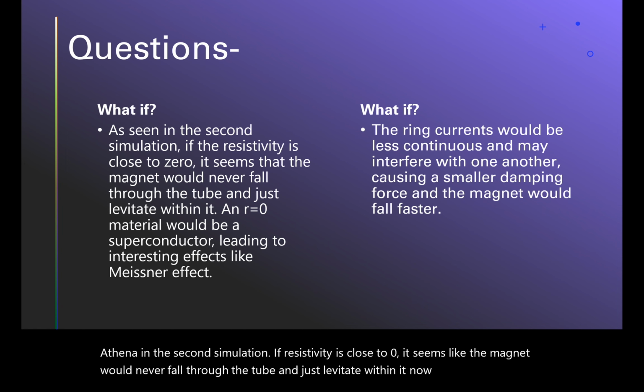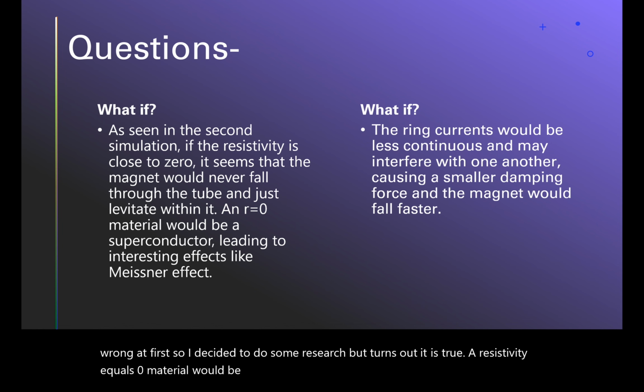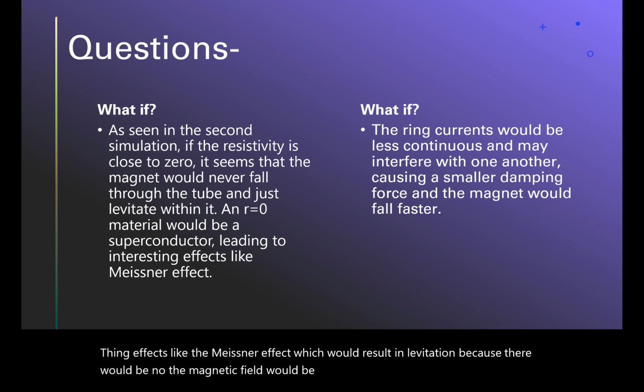Now I thought this was wrong at first, so I decided to do some research, but it turns out it is true. A material with resistivity equal to 0 would be a superconductor, which leads to interesting effects like the Meissner effect, which would result in levitation, because the magnetic field would be completely cancelled.